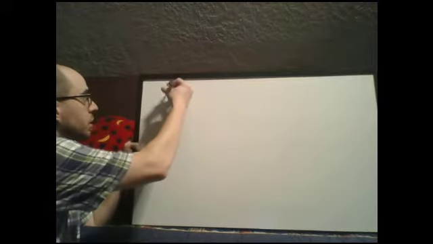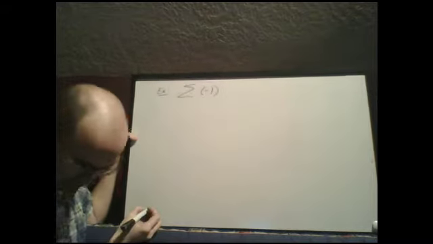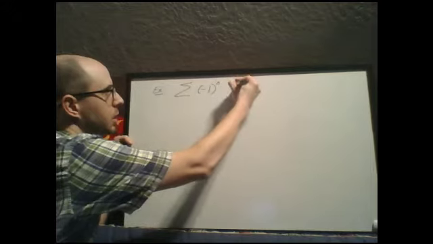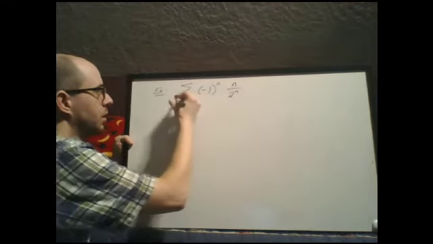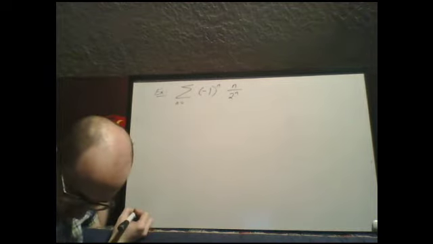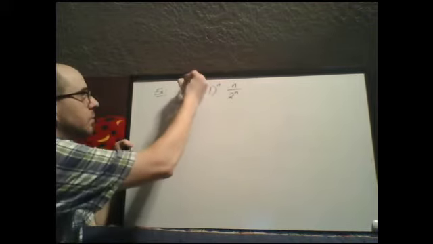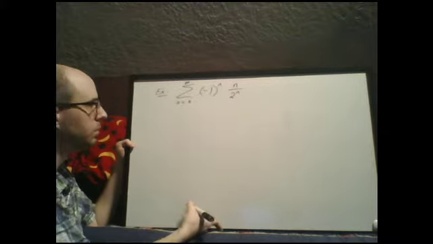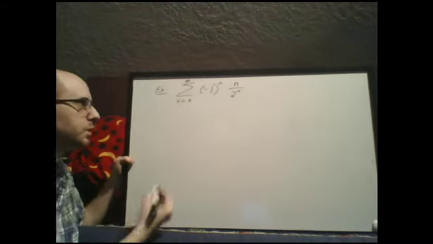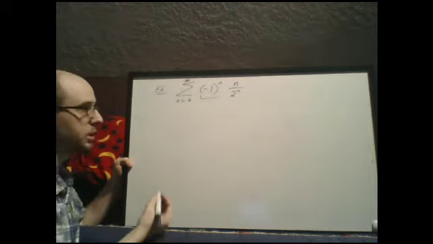Okay, so let's do this one. The sum of negative 1 to the n times n over 2 to the n, n equals 0 to infinity. All right, so we look, it is alternating, so we can try the alternating series test.